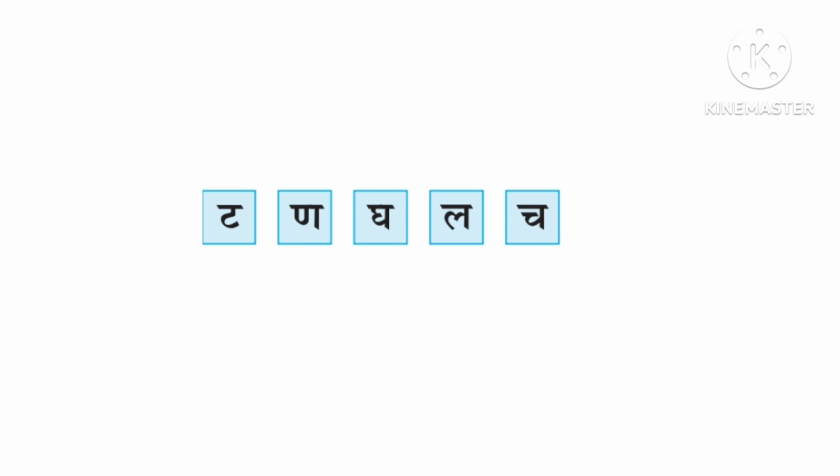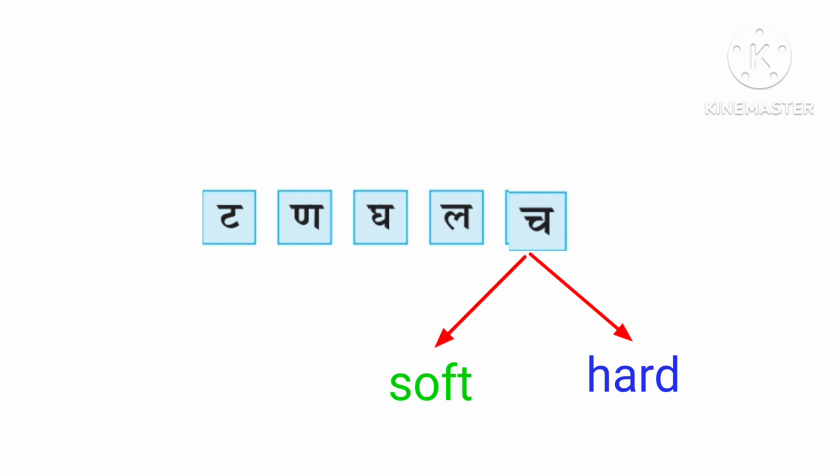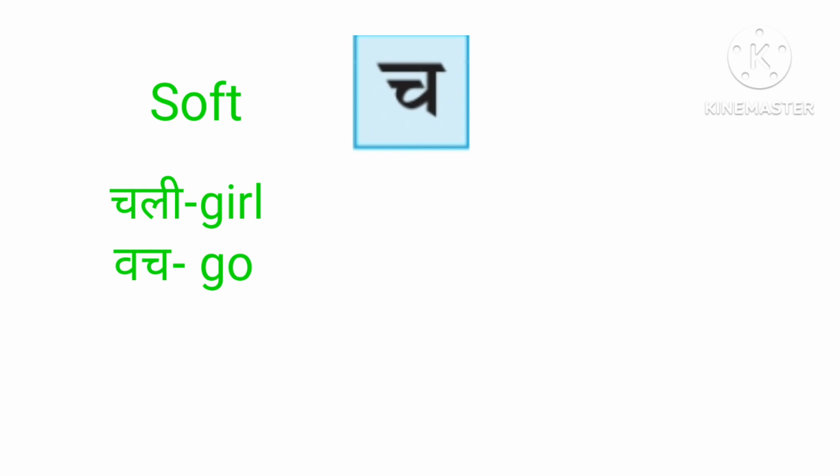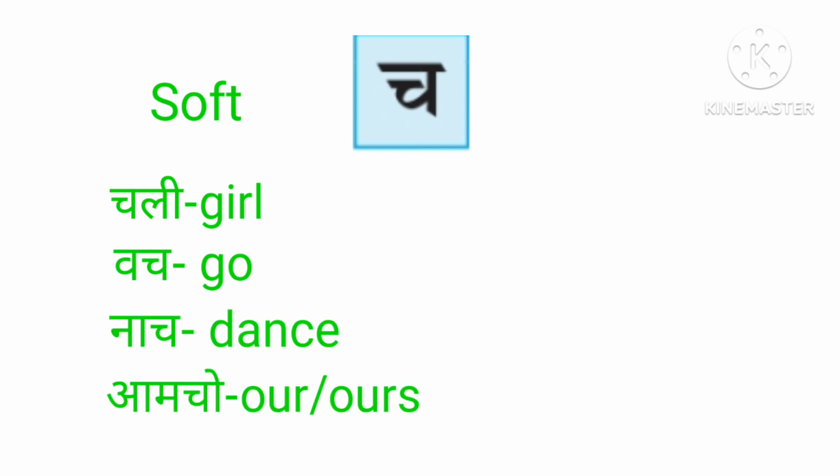Now I want to make a special mention. In Konkani, this letter, which would be ch in Hindi, has two sounds, the soft ch sound and the hard ch sound. Here are some examples of words which have the soft ch sound. Chali, girl, vats, go, nach, dance, amcho, our or ours.